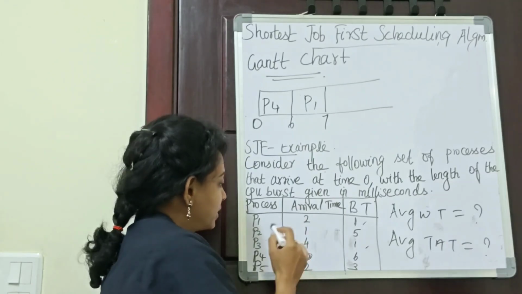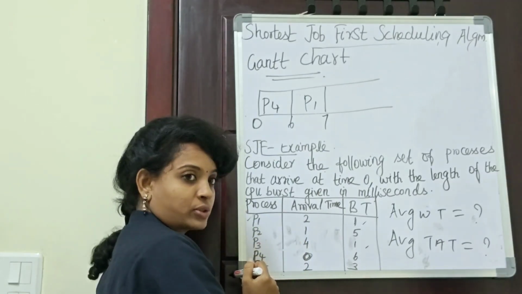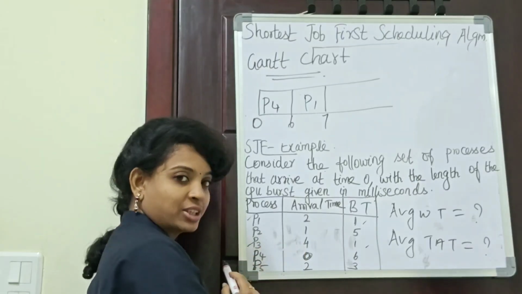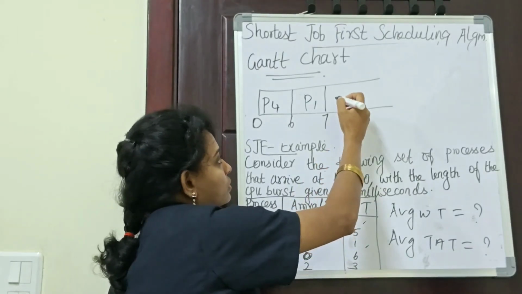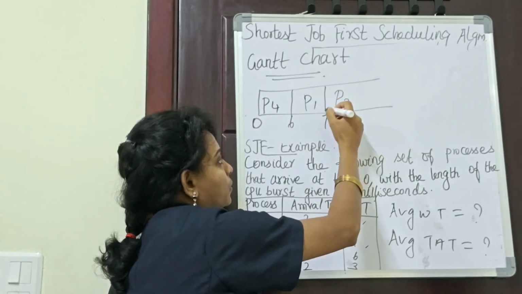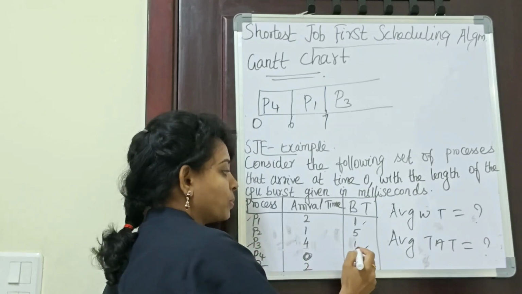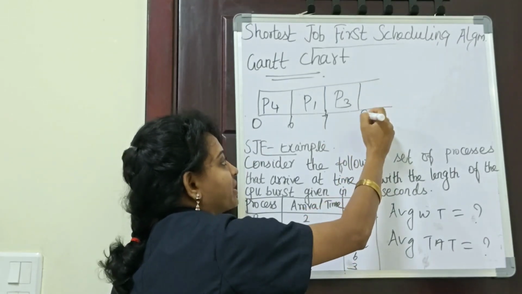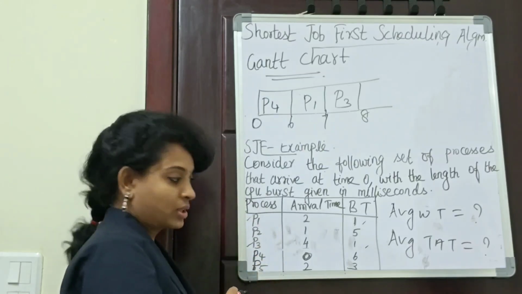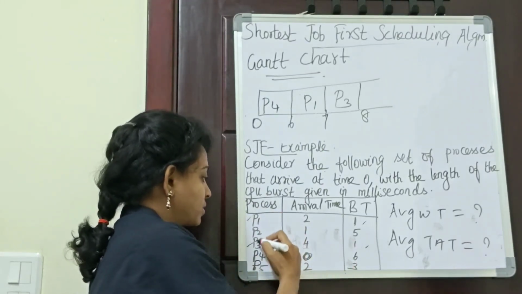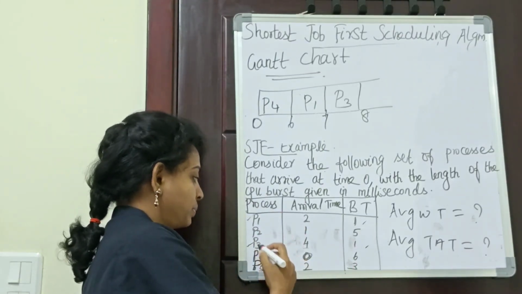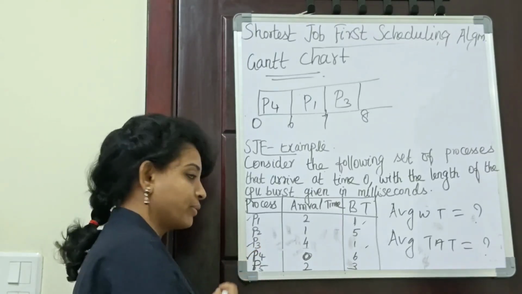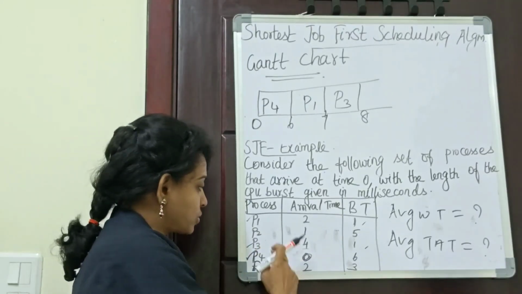Then next, this is the P1 process. First come first served, so P1 executes first. Next the P3 process will execute. How much time does P3 take for execution? 1. So 7 plus 1, 8. So the P1 process completes its execution, and the P3 process completes its execution. The P4 process has already arrived.